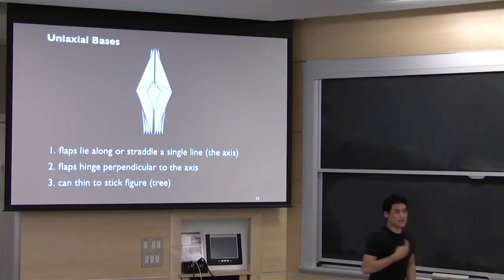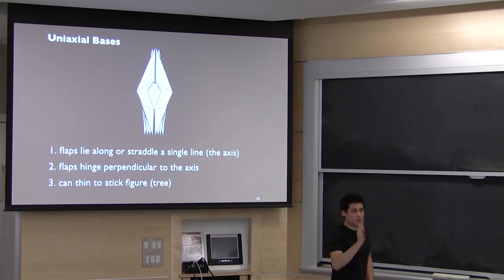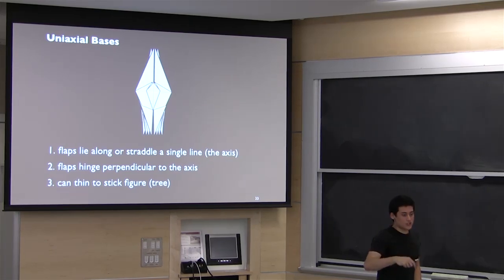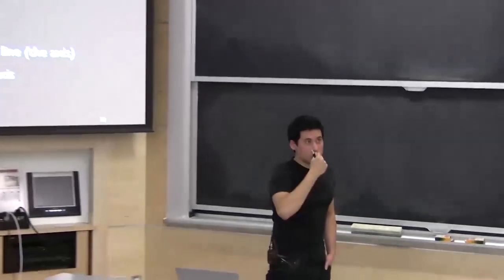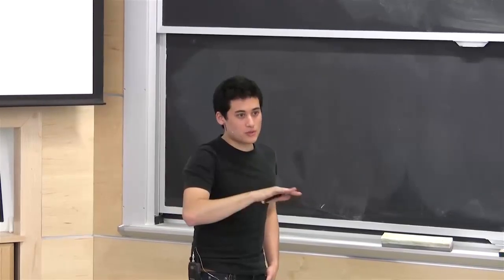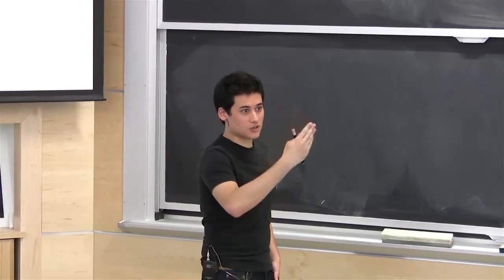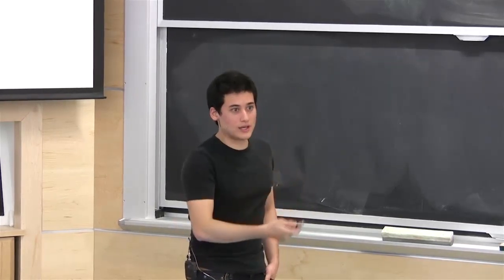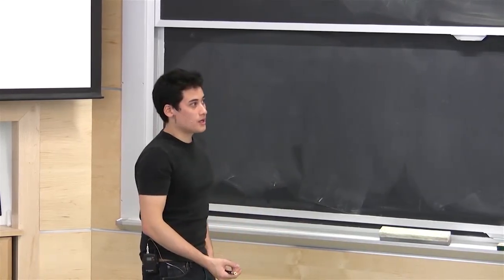The reason we need the flaps to hinge perpendicular to the axis is that if they don't, the projection will not be a one-dimensional stick figure. You will not be able to create a projection to the plane that is a stick figure. If these hinges are tilted, then that line will project to a line instead of a point like we'd want. We'd want it to project to a single node on the tree.